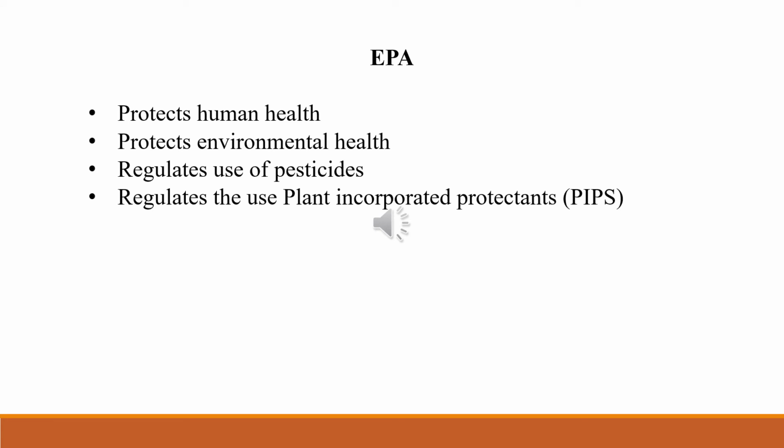The EPA. The EPA protects both human health and environmental health. This agency regulates the use of pesticides and plant-incorporated protectants, also known as PIPs, that make those modified plants resistant to insects and disease.